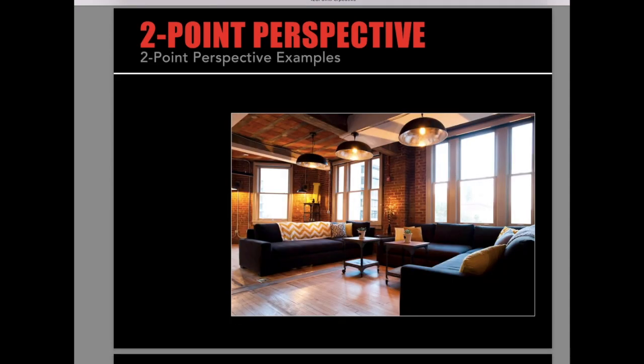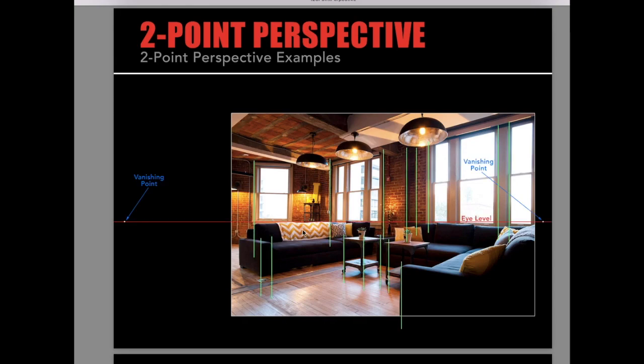Okay, so let's look at some examples. This room is in 2-point perspective. An easy way to tell is I'm looking at the corner of this couch that is closest to me versus the whole plane of the couch. If the couch were turned and we were looking flat at the side of it here, that would be an indication that it's a 1-point perspective image. So this image is in 2-point perspective.